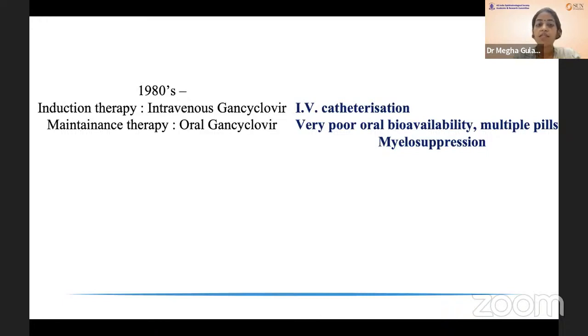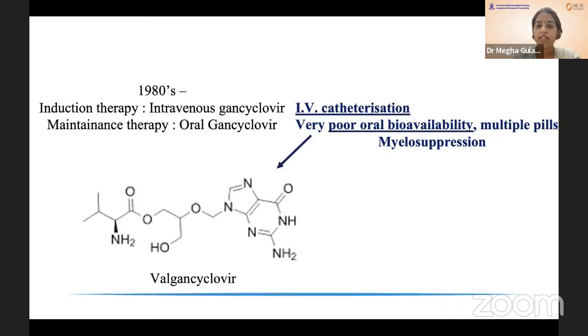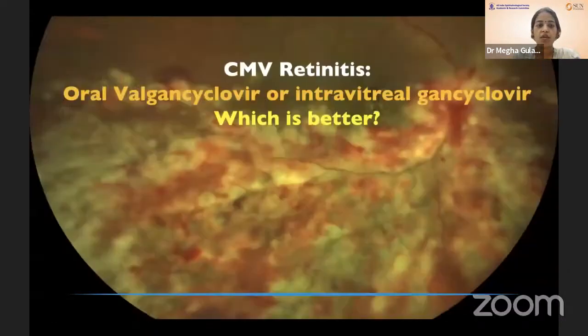To overcome the catheterization issue and the poor oral bioavailability, the valine ester of ganciclovir was introduced. To overcome myelosuppression, intravitreal ganciclovir was first used in a patient who had pre-existing myelosuppression and developed CMV retinitis. So now let's come to our topic, oral valganciclovir or intravitreal ganciclovir, which is better?